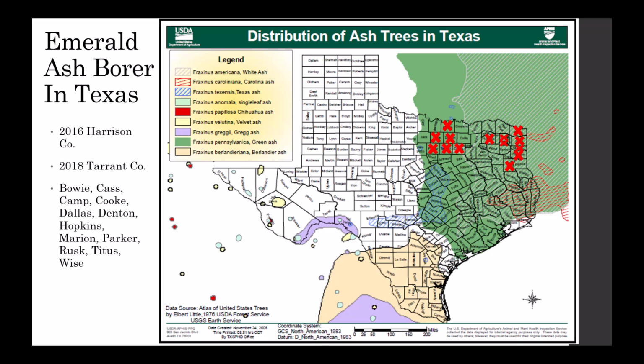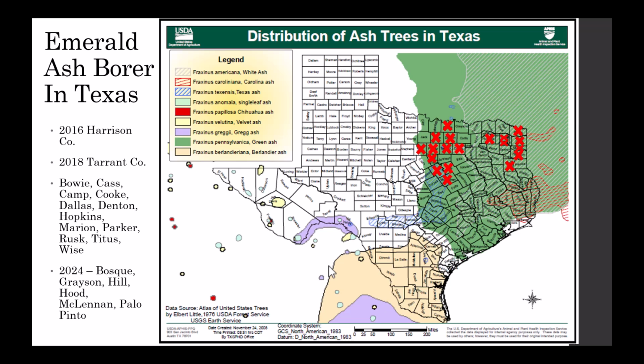Spread to adjacent counties has continued since then. And as of June of 2024, emerald ash borer has been detected in 19 additional counties since the original Harrison County detection made in 2016. Additional positive confirmations have been made in Bowie, Bosque, Camp, Cass, Cook, Dallas, Denton, Grayson, Hill, Hood, Hopkins, Marion, McLennan, Morris, Palo Pinto, Parker, Rusk, Tarrant, Titus, and Wise counties.